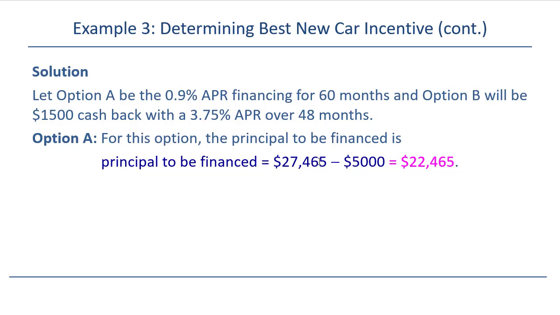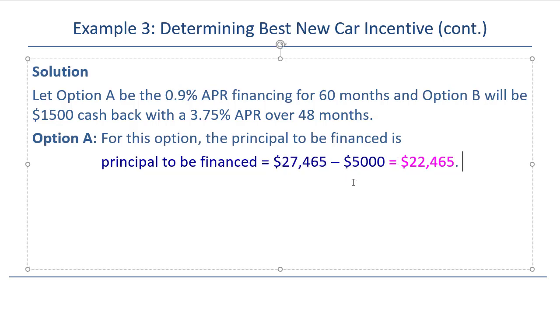That could be the actual price of the car. That could be the price of the car, minus money put down. But as you can see in this example, we're putting $5,000 down so that we're only going to finance the $22,465. So this must have been how much the car was out the door. So this is how much we'll have to finance.